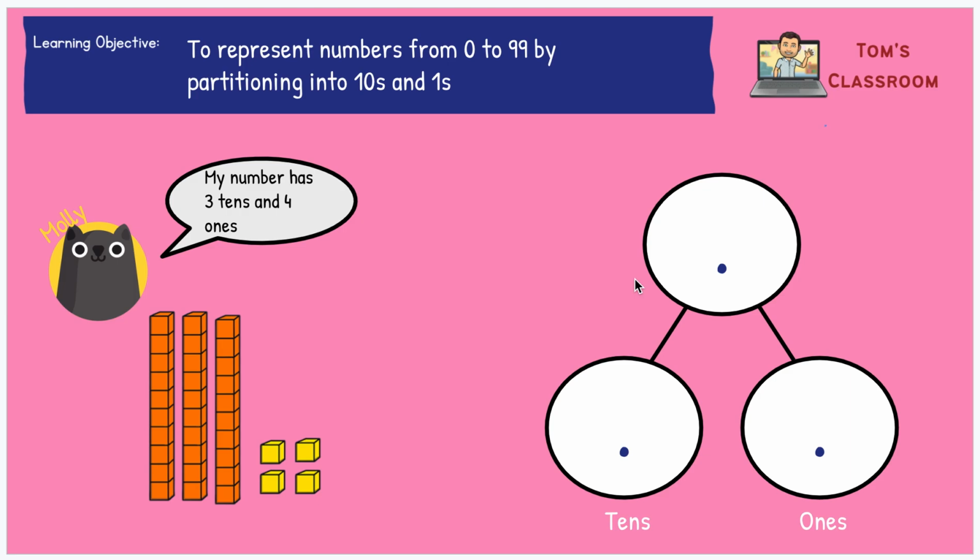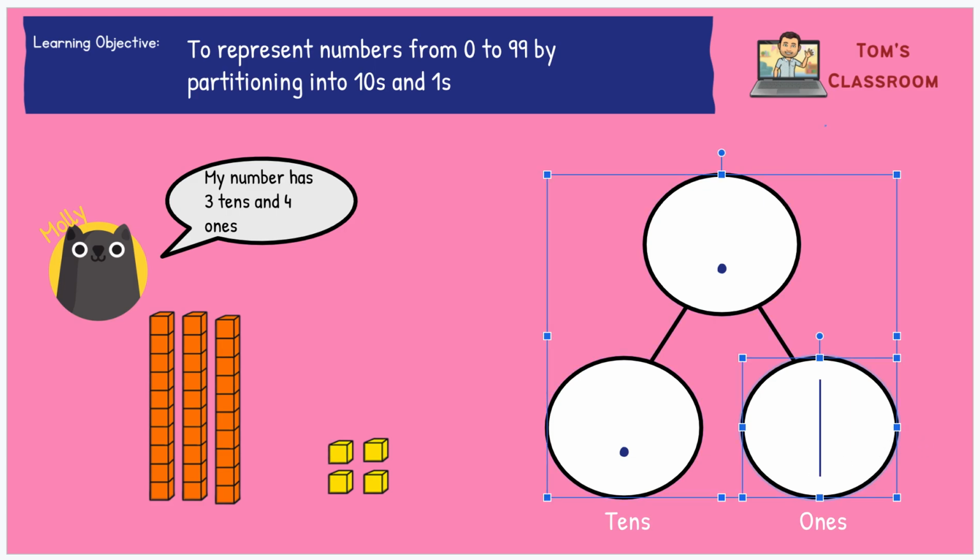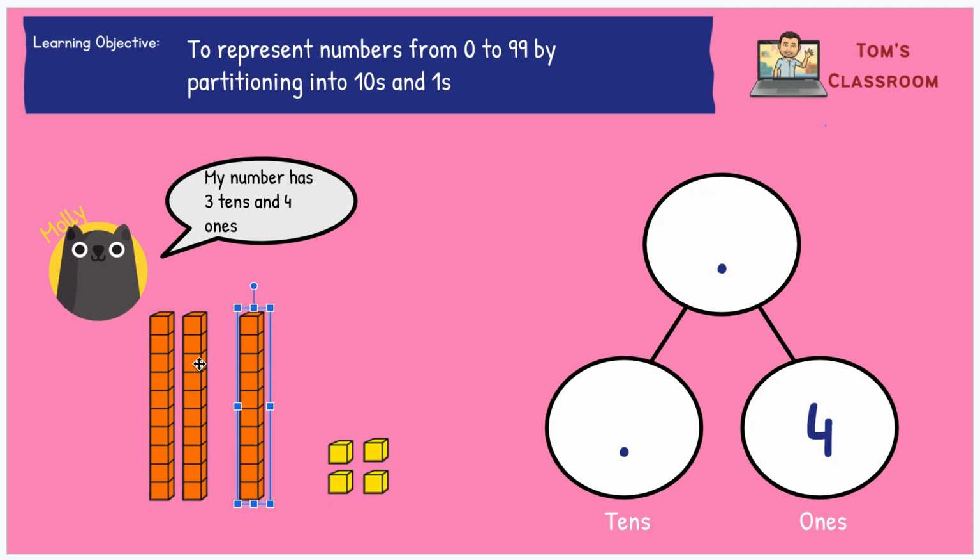When we're doing this, we start off with the ones. Looking here, we have 1, 2, 3, 4. We've got 4 ones. And then how many sticks of 10 has Molly got? Molly's got 3 sticks of 10. We know that 3 sticks of 10 represents the number 30, because if we count them in tens, we get 30.